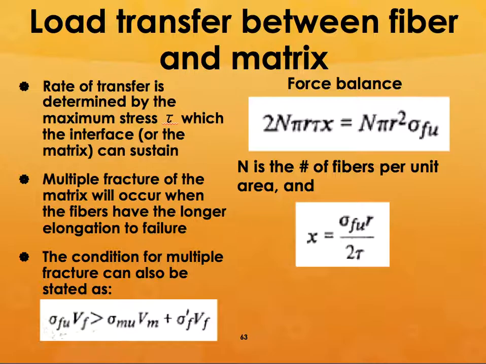The thing to note is that most of the time the fibers have the longer elongation to failure. So in that case, you have the stress on the fibers times the volume fraction greater than the stress on the matrix times the volume fraction of the matrix plus the stress prime on the fibers times the volume fraction of the fibers, where the stress prime on the fibers is the stress on the fibers at the failure strain of the matrix. I hope it is not too confusing, but that's most often the case.